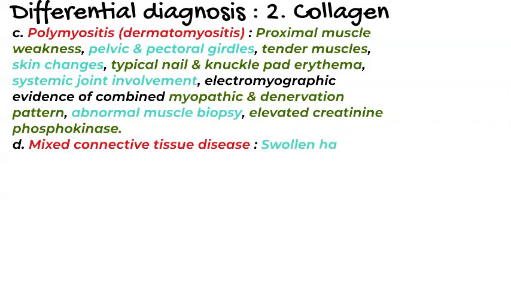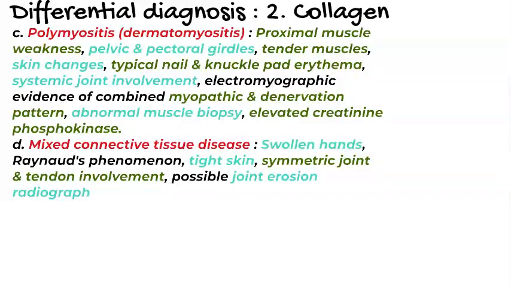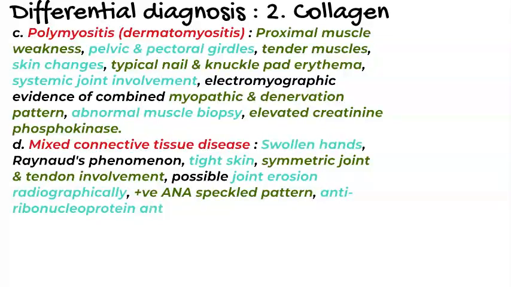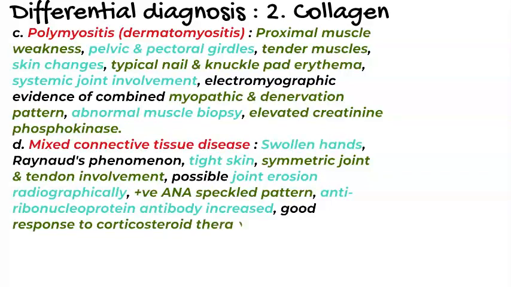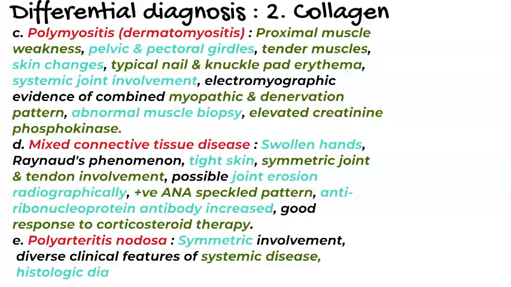D. Mixed connective tissue disease: swollen hands, Raynaud's phenomenon, tight skin, symmetric joint and tendon involvement, possible joint erosion radiographically, positive ANA speckled pattern, anti-ribonucleoprotein antibody increase, good response to corticosteroid therapy. E. Polyarteritis nodosa, symmetric involvement, diverse clinical features of systemic disease, histologic diagnosis.